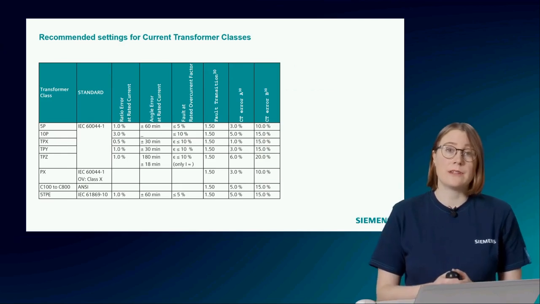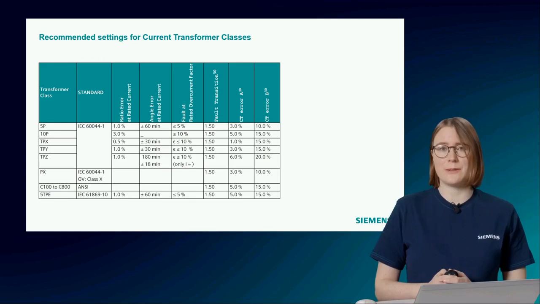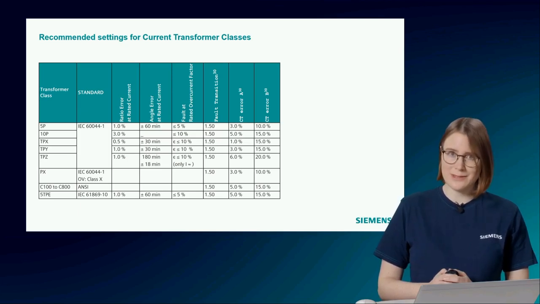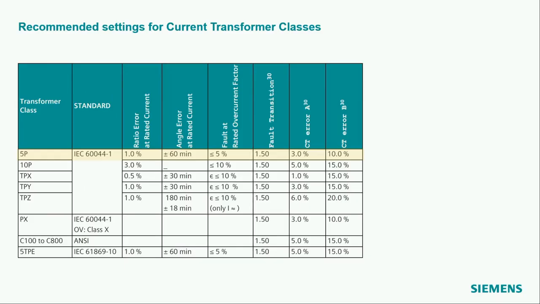For our line differential protection to work correctly, it is important to take current transformer errors into account when calculating the stabilization component. In our example, the CT class for both sides is a 5P. Of course, it is also possible to have different CT classes on the different line ends.